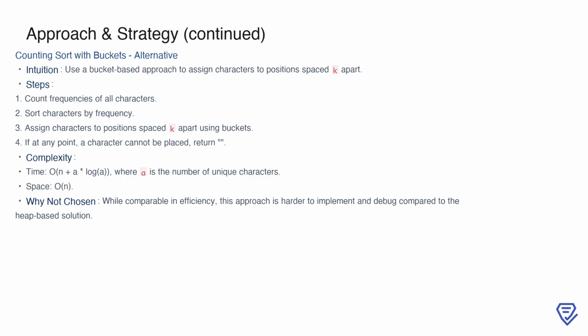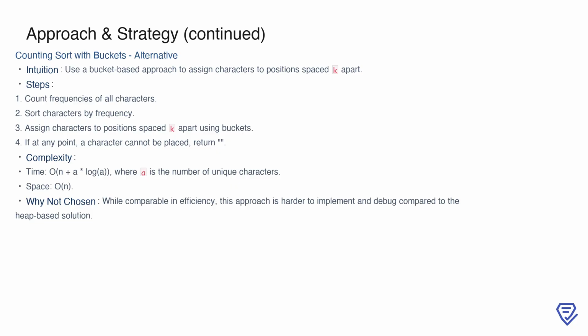If at any point a character cannot be placed, it implies that the arrangement is not possible, and we return an empty string. This method has a time complexity of n plus a*log a, where a is the number of unique characters, and requires n space.